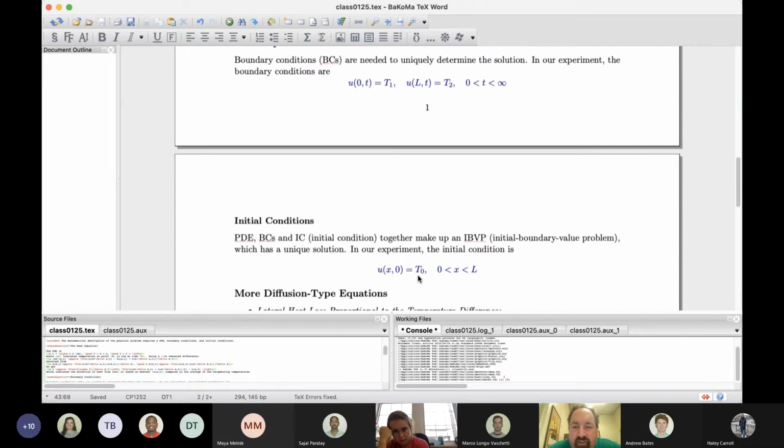And then we have the initial condition that the temperature at the current time throughout the rod is specified to be T0, which in this example is a constant, but it could be any function of x. So these three components, the PDE, boundary conditions, and initial conditions, make up what's called an IBVP, an initial boundary value problem. We need all of these components to specify the solution uniquely.